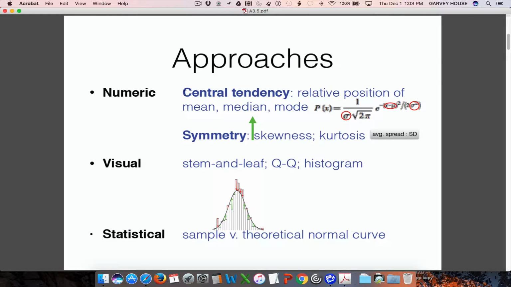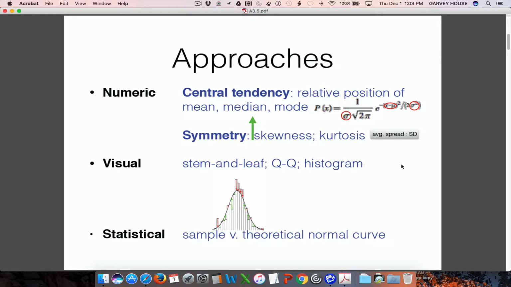Using the numeric approach, you're going to compute a descriptive statistics table, and you're going to present the mean, median, and mode, along with skewness, kurtosis, and standard deviation, and the sample size. I call your attention to this formula here, which is the formula for a normal curve. And I've highlighted the variance, which is right here, the mean, and the standard deviation.